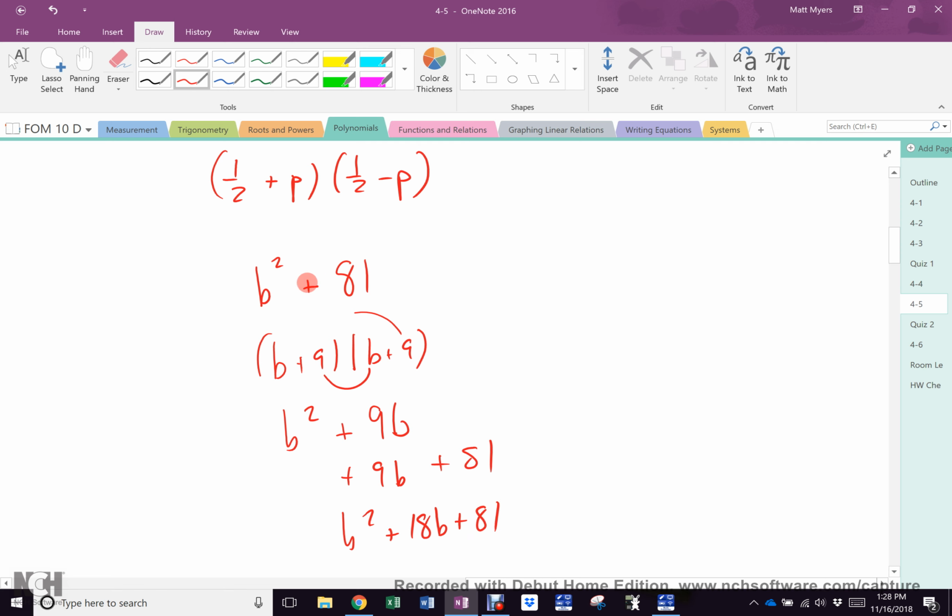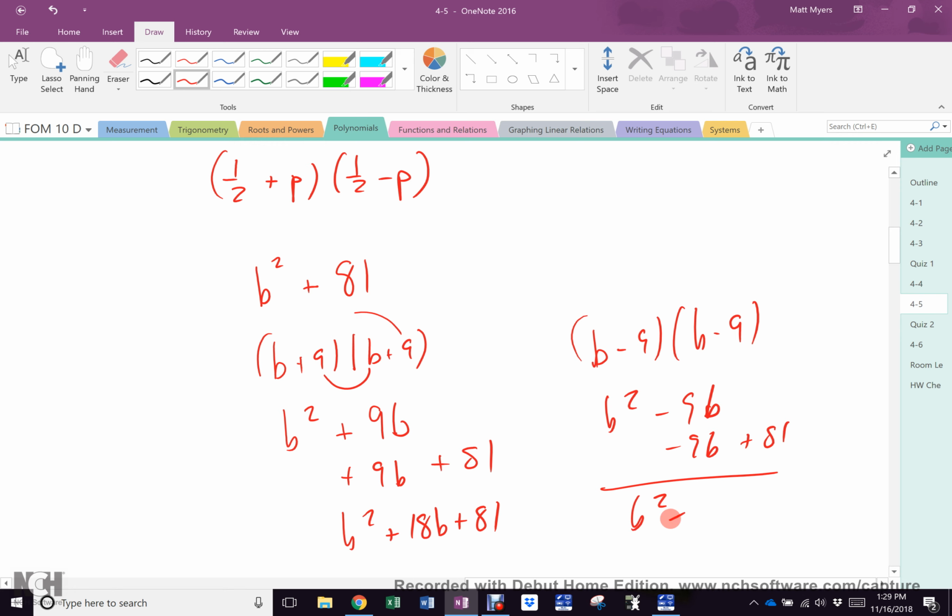Ah, Myers, screw you. It's negative. Okay. B minus 9. B minus 9. B squared minus 9B minus 9B plus 81. B squared minus 18B plus 81. If it's adding, the middle term will not drop out. Now, the middle term has a fancy name, but you don't need to worry about that until later.